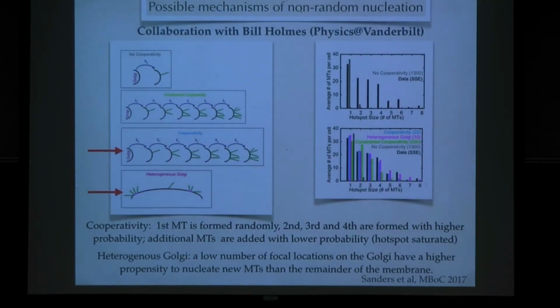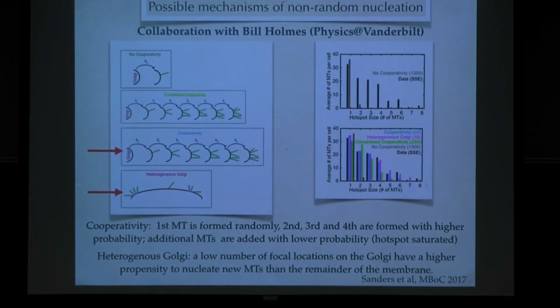The cooperativity model, in very lay words, as much as I understand the math, is that one microtubule is formed randomly, but the second, third, and fourth are formed with higher probability at the same spot. But additional microtubules will be added with lower probability, which means to me that the molecular mechanism of this hotspot formation is saturated at this point. And then there could be heterogeneous Golgi. That means that a priori, before we even start nucleation, the surface of the Golgi was somehow heterogeneous and had spots where microtubule nucleation can occur with higher probability.